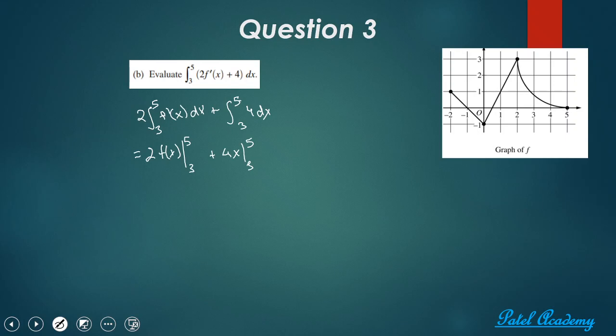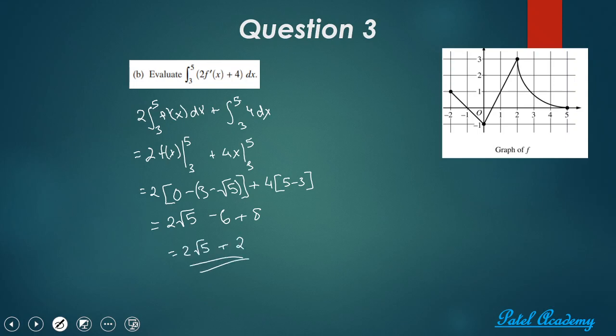Well, I see that f at 5 is equal to 0. F at 3 was a value we were given. It was 3 minus root 5. If you go back to the question, you'll see that. And then plus 4 times 5 minus 3. And so this becomes 2 root 5 minus 6 plus 8, which becomes 2 root 5 plus 2. And that's our final answer.